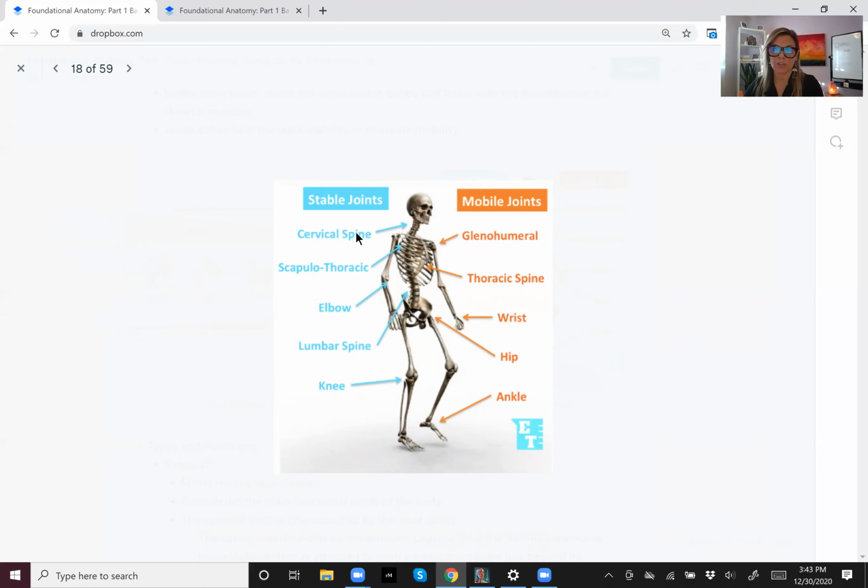So the other places we want our joints to be really stable are in the cervical spine, where our scapula and thorax meet, and our lumbar spine and our knee. Now, we have mobility, we have the ability to move in those joints, but we don't want a ton of laxity, which means a ton of movement. Because if our cervical spine wasn't stable, if it wasn't supported, our head would just fall forward or fall to the side.